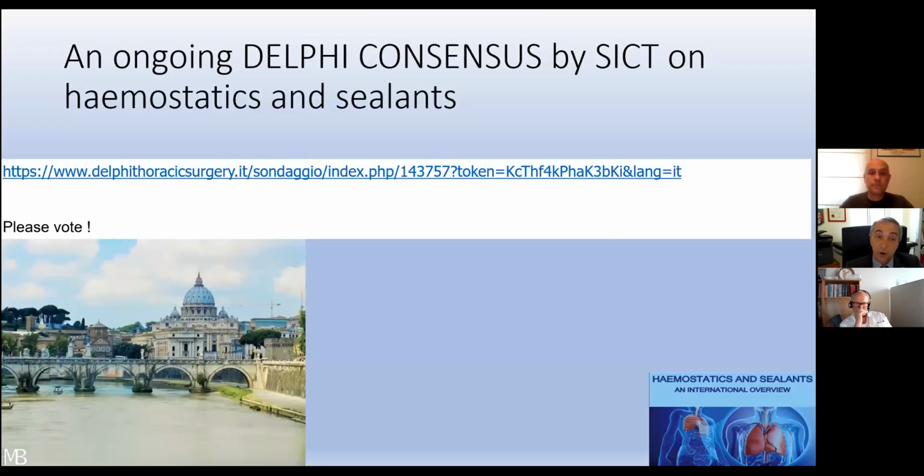And it's important to say that even the Italian Society of Thoracic Surgeons has understood and has sent to all of us, I've just received it now, a Delphi consensus regarding the use of hemostatic sealant. And of course, I voted, and I ask all of you to take part in this consensus. At this time, I'm happy to leave the podium to the moderators.